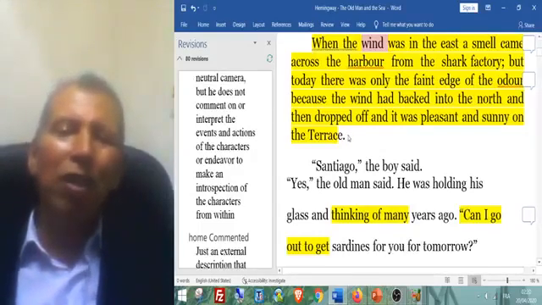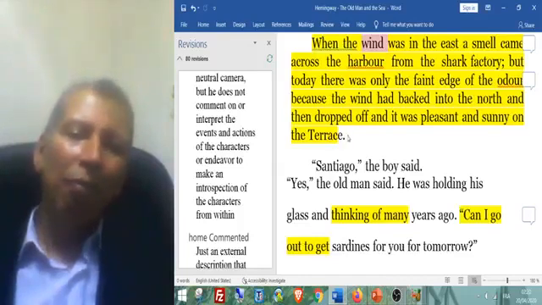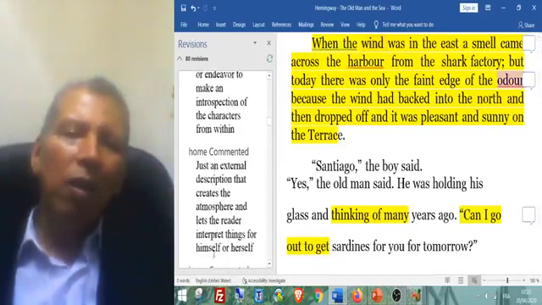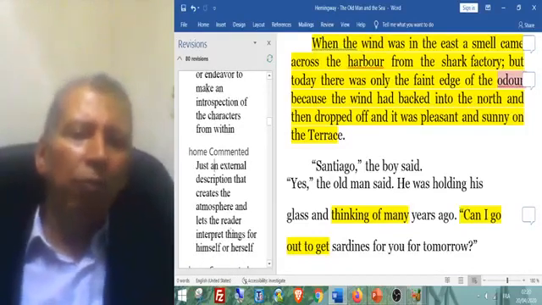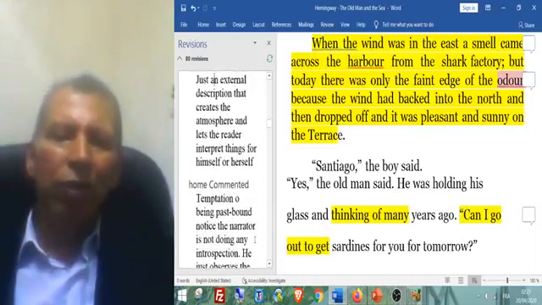He doesn't mention the feelings at all of the characters. He allows us to see them only through an outside description and reporting of what the characters say. So it's just an external description that creates the atmosphere and lets the reader interpret things for himself or herself.